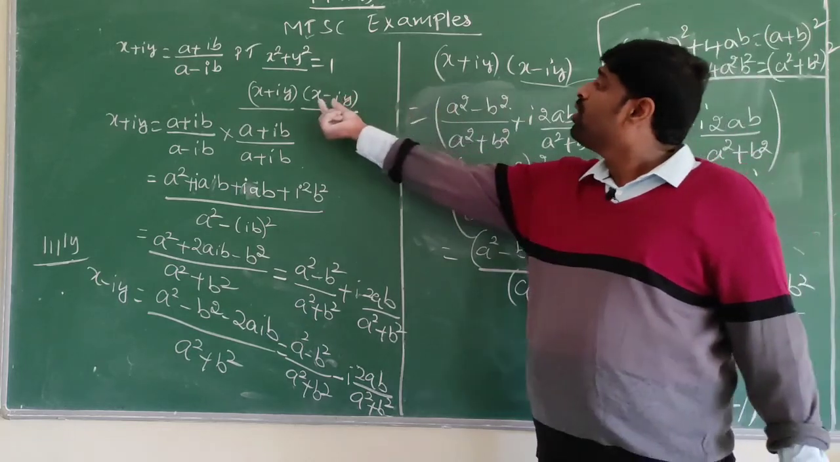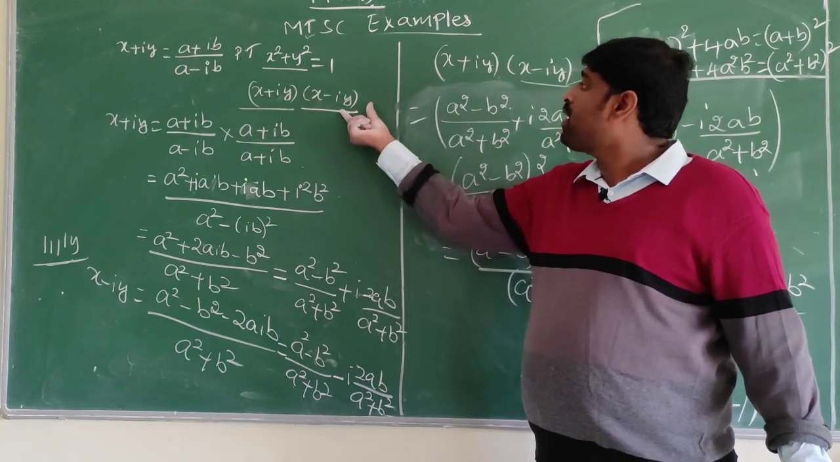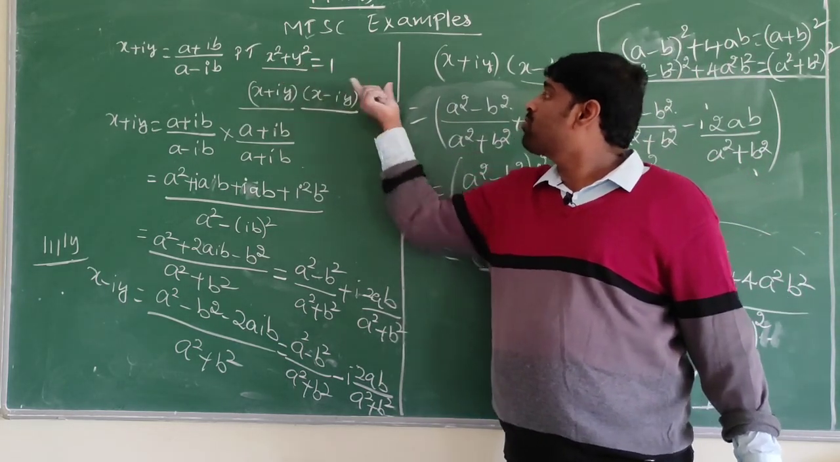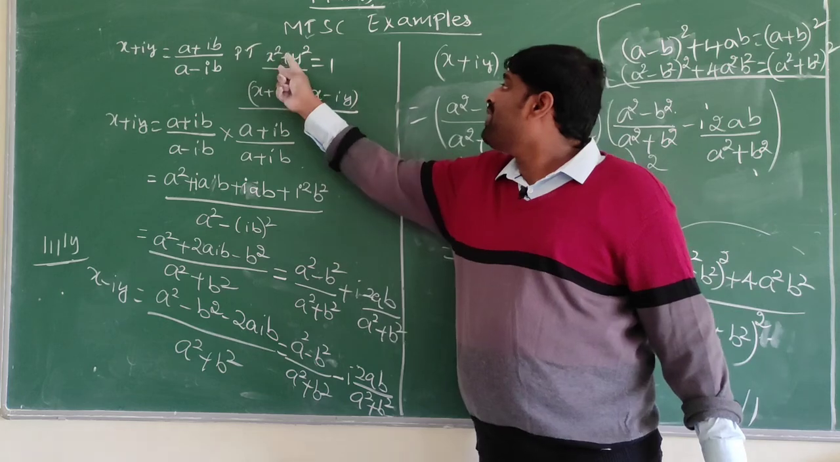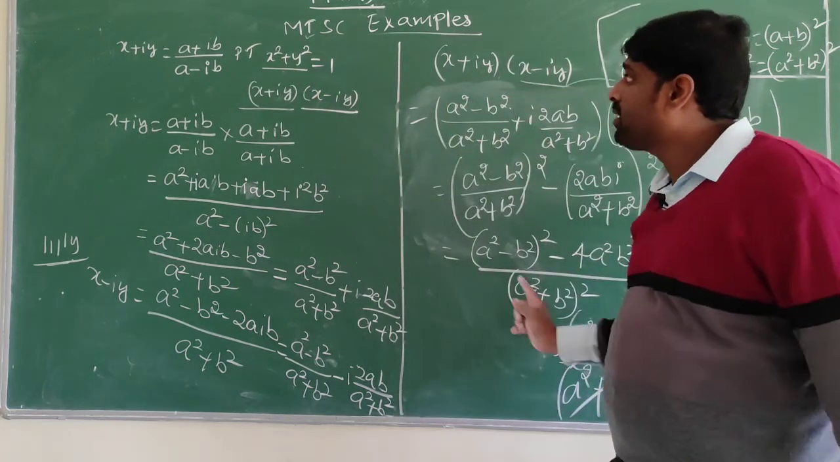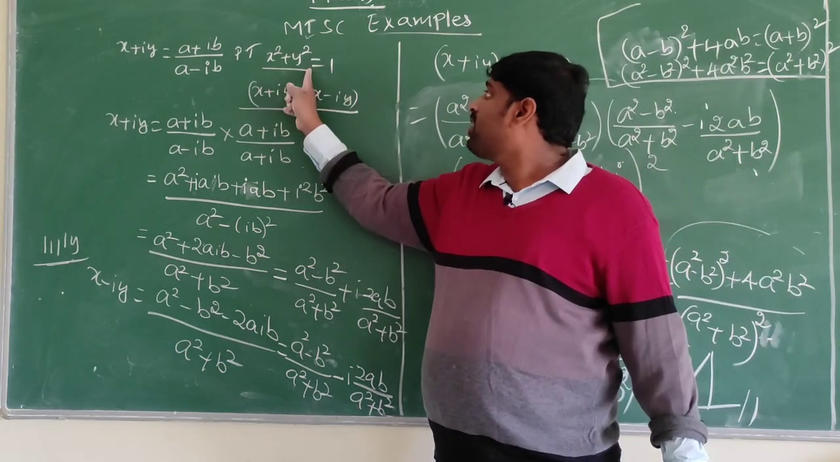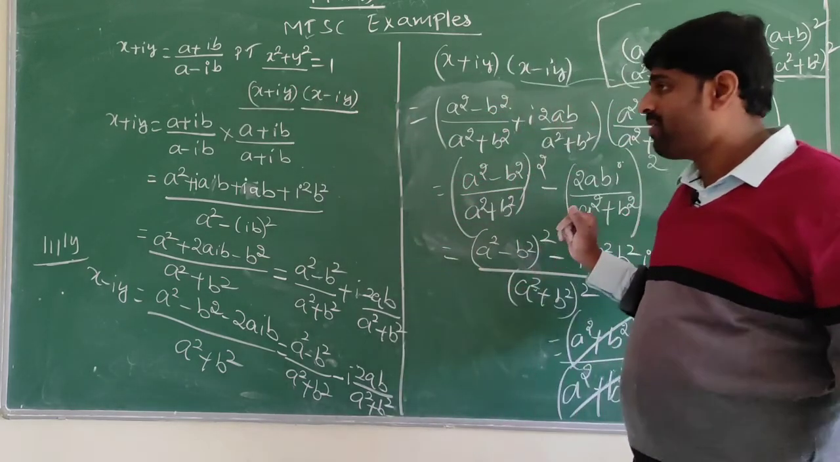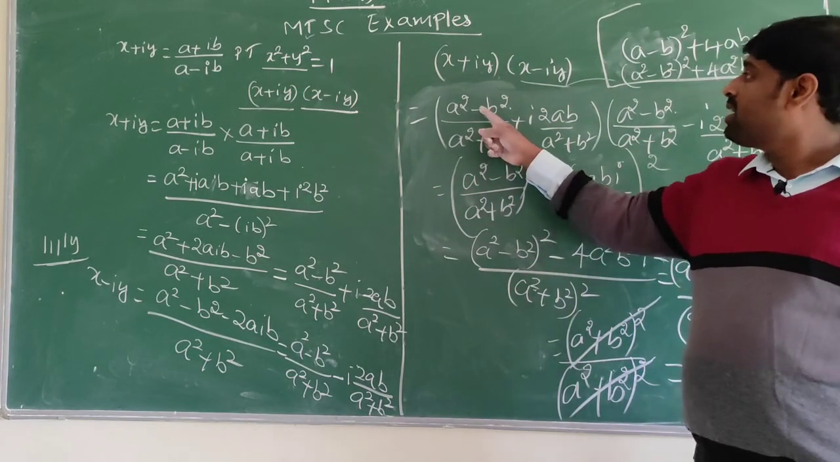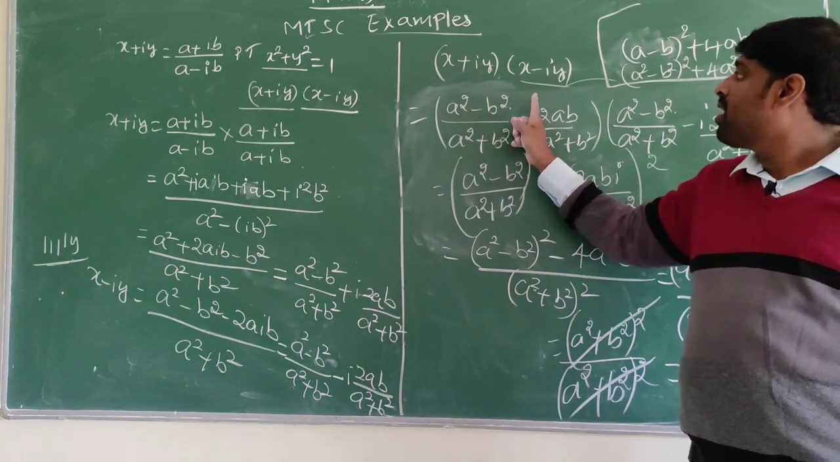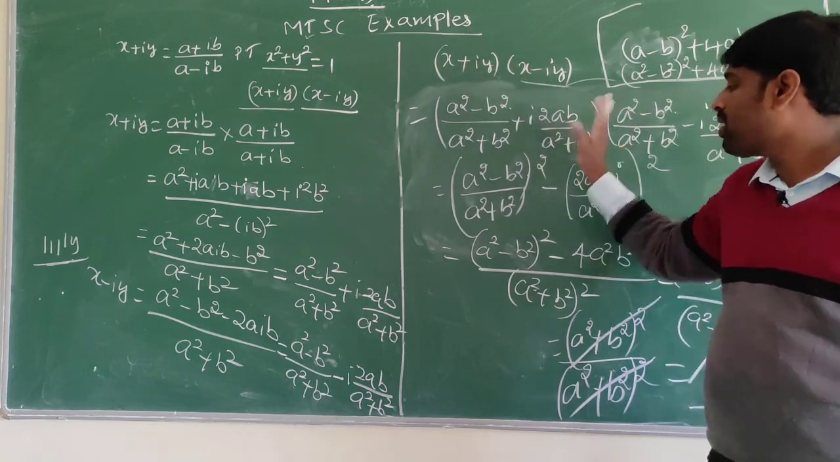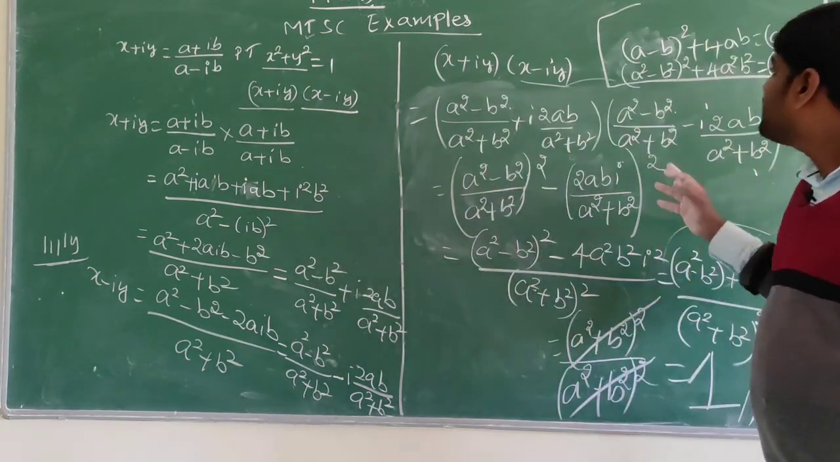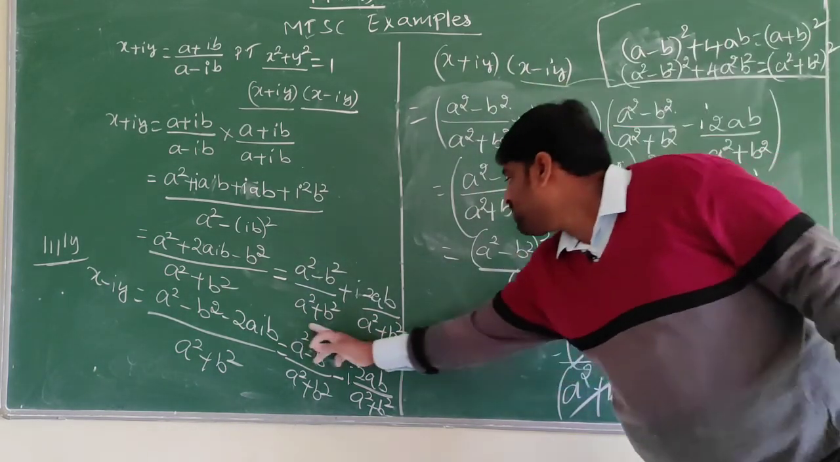And again you have to take (x plus iy) into (x minus iy). I have to prove that x square plus y square equals 1. Take the LHS and prove the RHS. That is, x square plus y square is nothing but what? (x plus iy) into (x minus iy). So that is a square minus b square. I mean, instead of x plus iy you have to write this full term, and instead of x minus iy you have to write this full term.